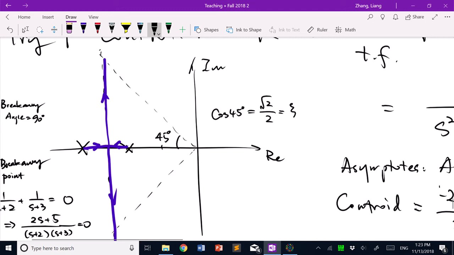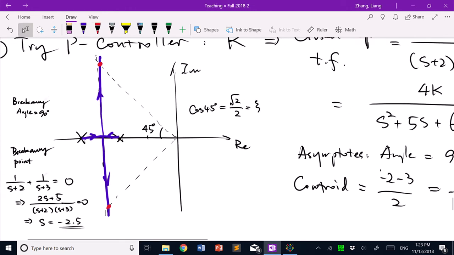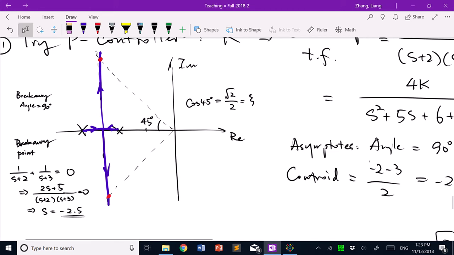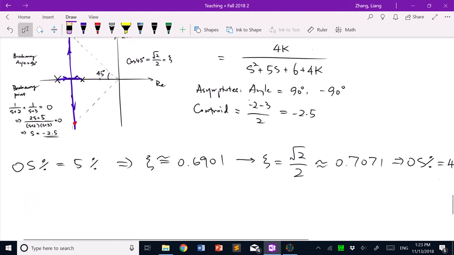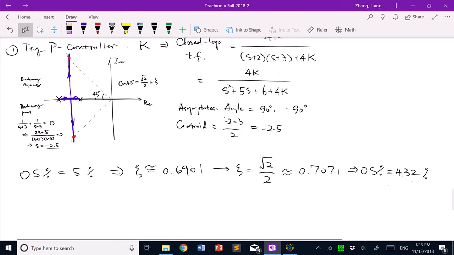We discussed this also in chapter 4, right? If you want this kind of overshoot, you should search for roots along this direction, and you actually find out where they are on the root locus. These two red dots I have here are actually the closed loop poles that can give you this 5% overshoot or 4.3% overshoot that you're looking at.